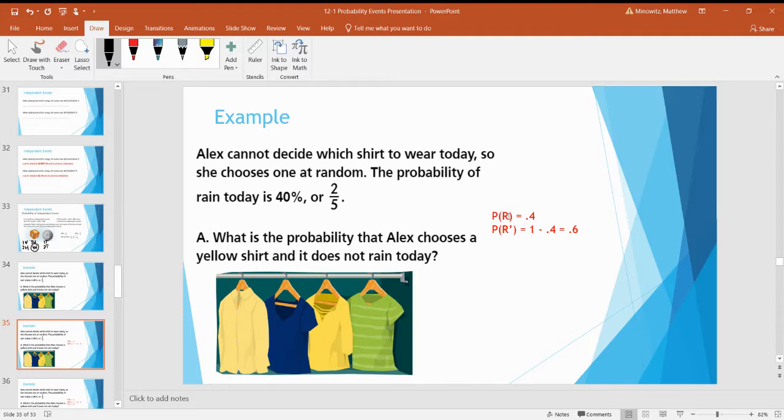So I know the probability of rain is 0.4. We could also do 2/5, but I like decimals. Probability of not rain, so the complement, is 0.6. And remember, they got to add up to 1.